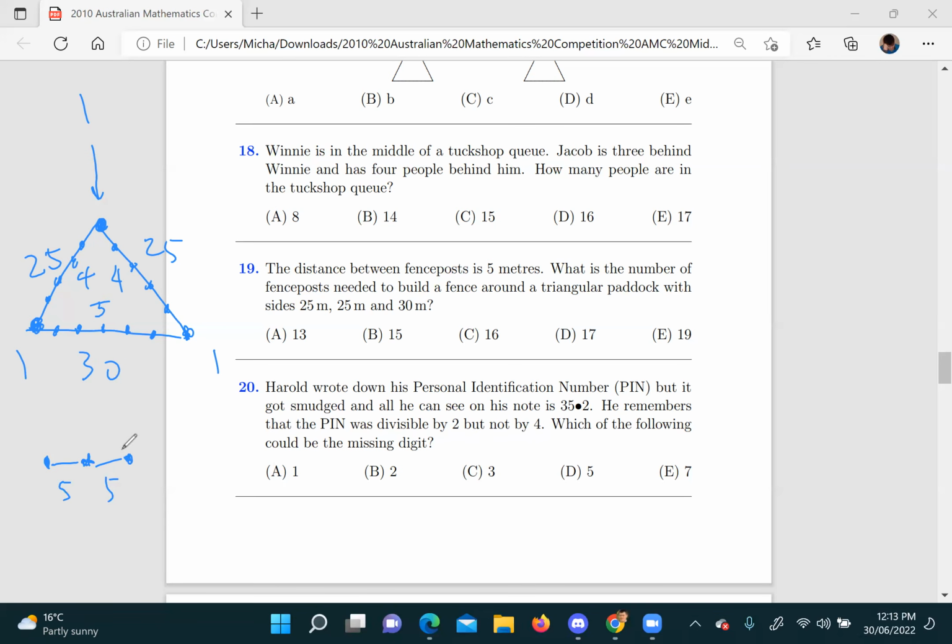Okay, do you guys understand this? Yeah. So if you count all of them up, how many is that? 16, yeah? Okay. You guys get it? Yes. So be careful, it says fence posts, not fence parts, or fence pieces. Okay?